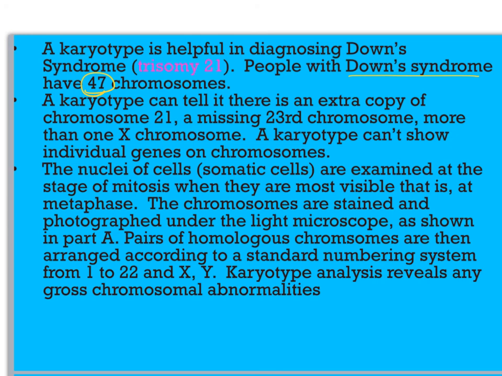But what a karyotype cannot do is show genes. It can only show the whole chromosome. And remember, I said chromosomes have tons of genes on them.